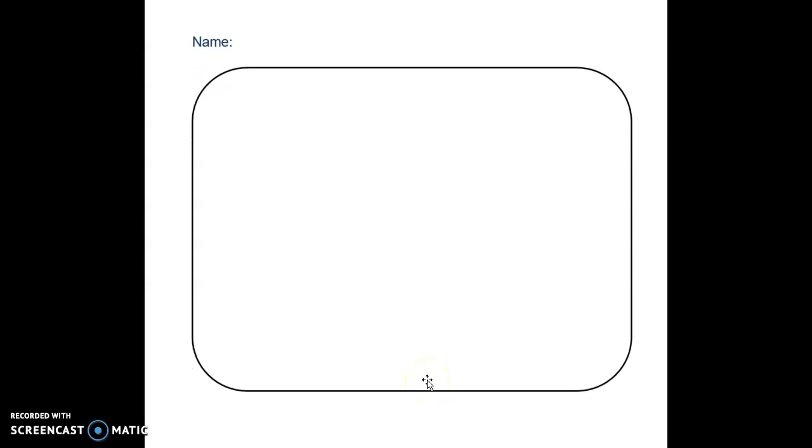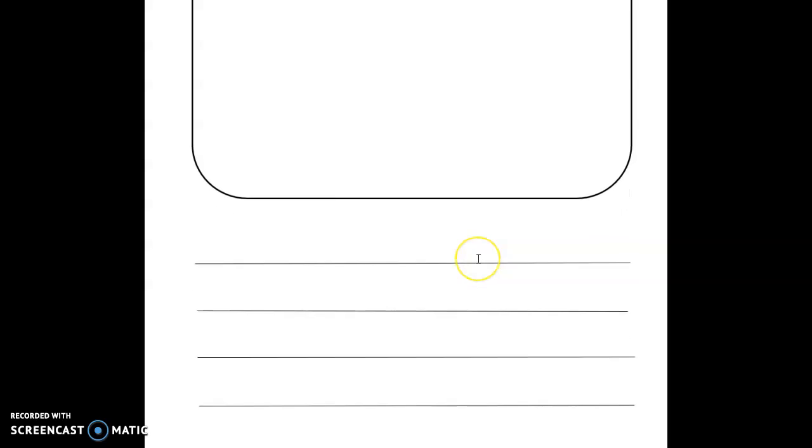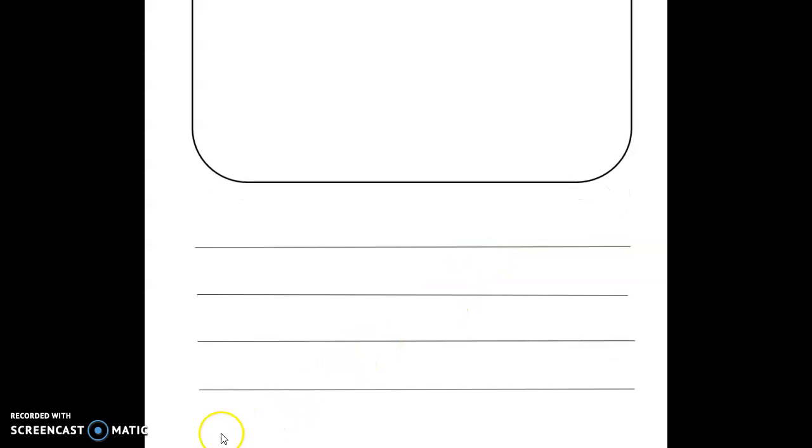And then lastly, this is the drawing worksheet. So I'd have them draw their picture in this box and write a couple sentences below. And that is my lesson.